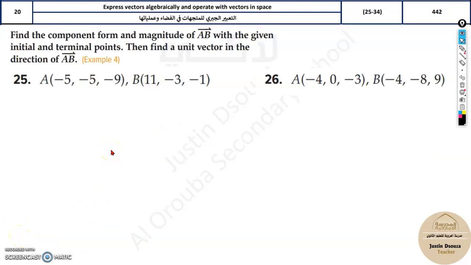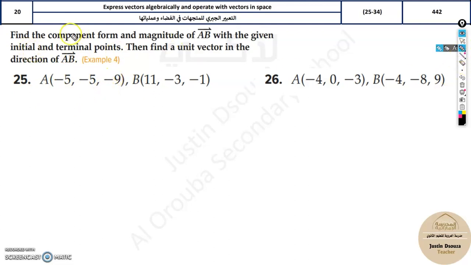In the next topic, we have got three-dimensional vectors. They have asked us to find the component form, magnitude, and then the unit vector in the direction of A and B. The initial and the final vectors are given, initial and terminal point. Now, whatever we have studied in two-dimensional vectors, that is x and y values, the same formulas just extend to one more part, that is the z part.